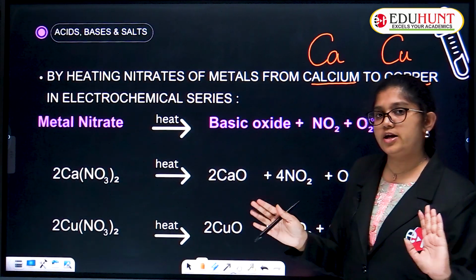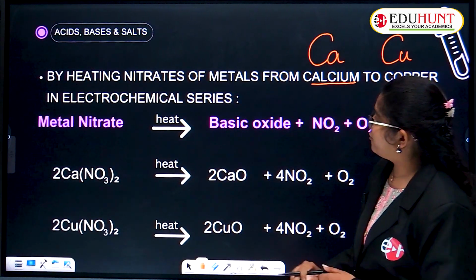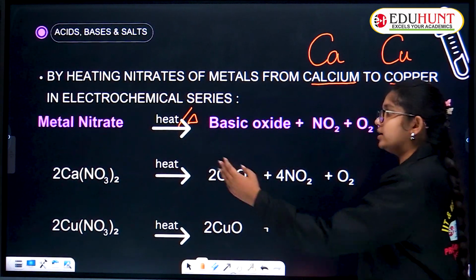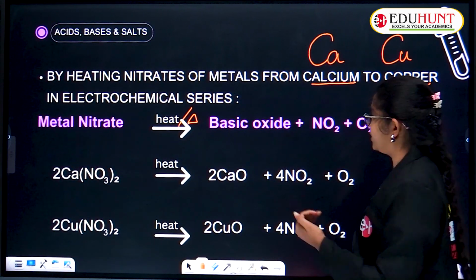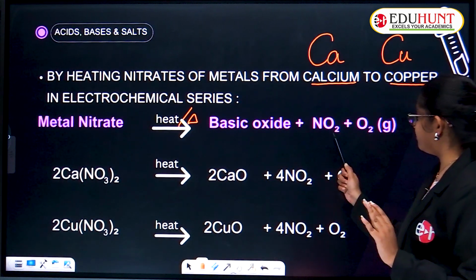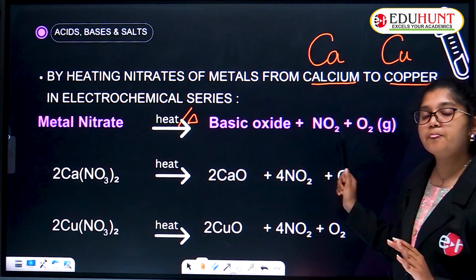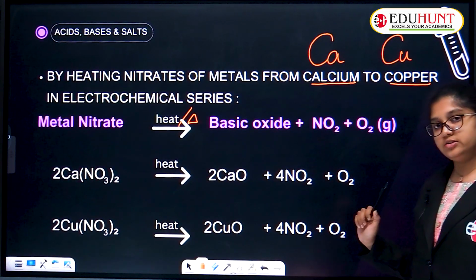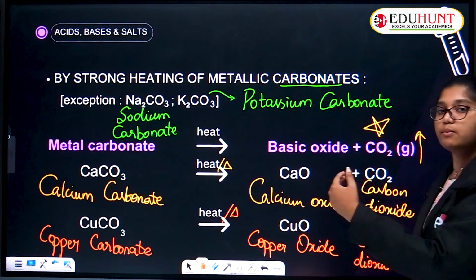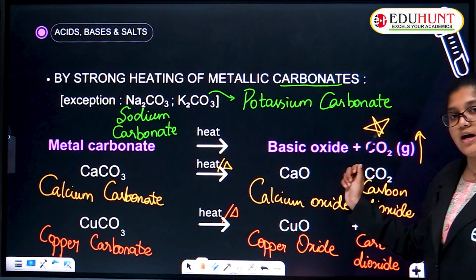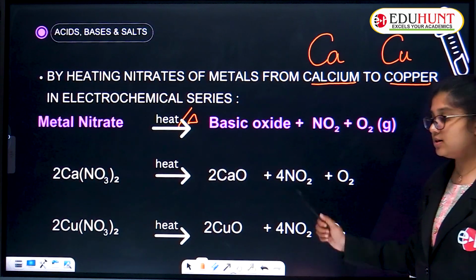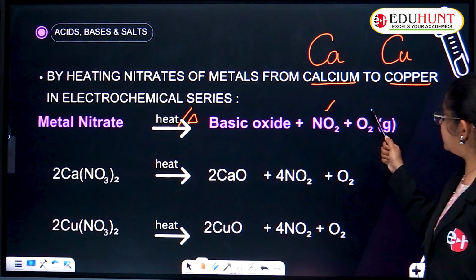This is also strong heating only. So we have written here heat, or we can write the triangle symbol also. Okay, so upon heating of this metal nitrate, what do we get? We get a basic oxide like the previous one only, children, and we are getting different gases. Before, in the equation, we just got carbon dioxide, because we were taking carbonate: basic oxide and carbon dioxide. But here we are getting two separate things. What are they? Nitrogen dioxide and oxygen.